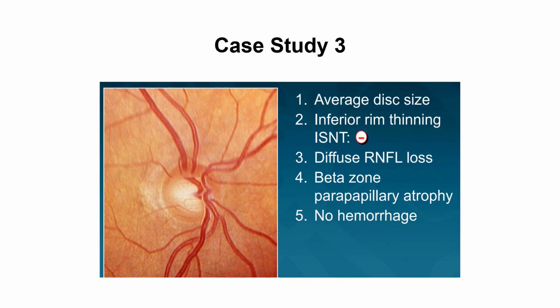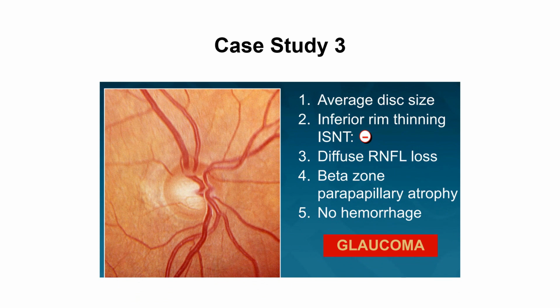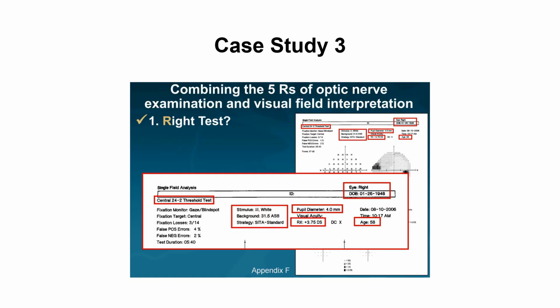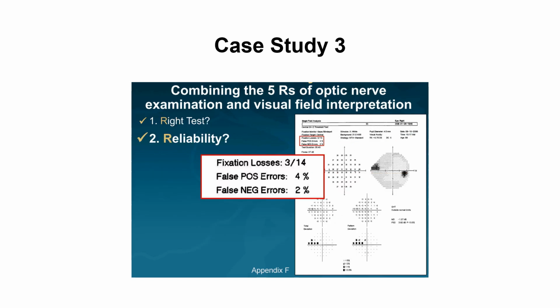Okay, now this is clinically glaucoma. However, combining these 5 rules of the optic nerve examination with visual field interpretation, you will check the visual field you did for this patient. You will check this is the right test, SITA 24-2. You will go through all these parameters to check that this was the right one to use. Then you will go to the reliability indices: fixation losses, false positive, false negative. You will see that this test is reliable.